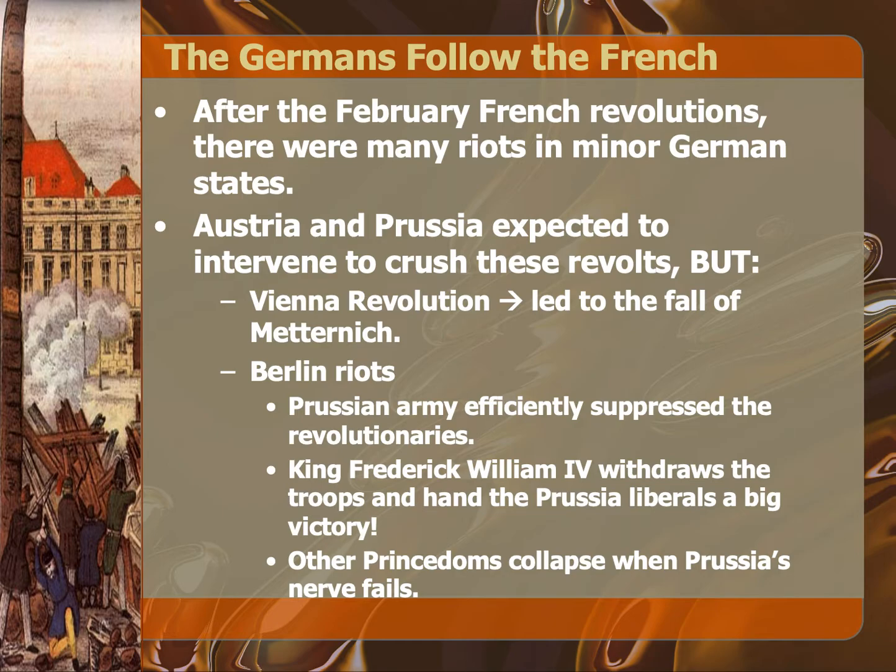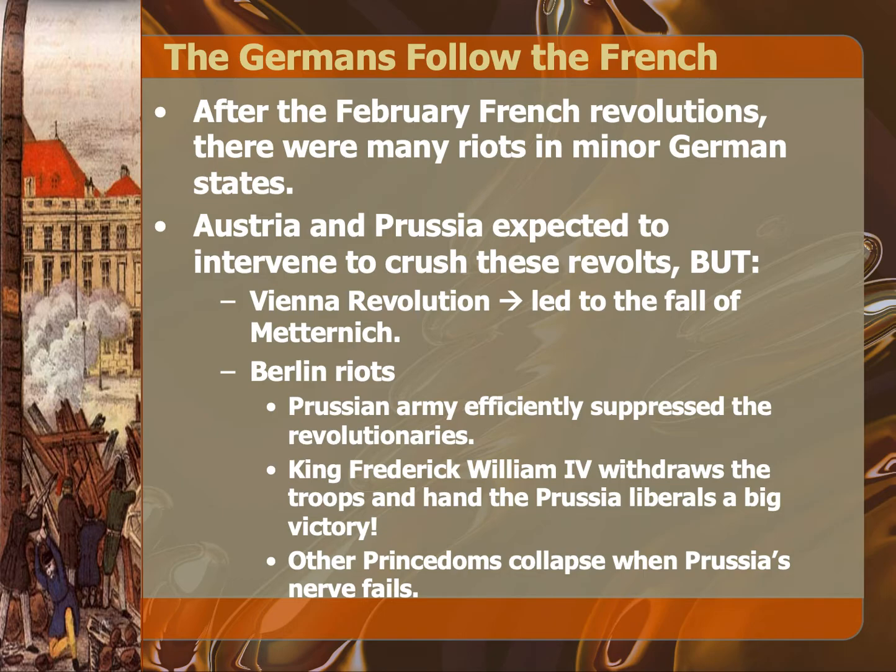So after the February revolutions of 1848 in France, there were many riots in minor German states. So we start to see some minor disturbances breaking out in some of the smaller German states. Austria and Prussia expected to intervene and crush these revolts. But you have the Vienna Revolution in Austria, which leads to the fall of Metternich. And then in March of 1848, we have a bunch of popular uprisings breaking out in Berlin.